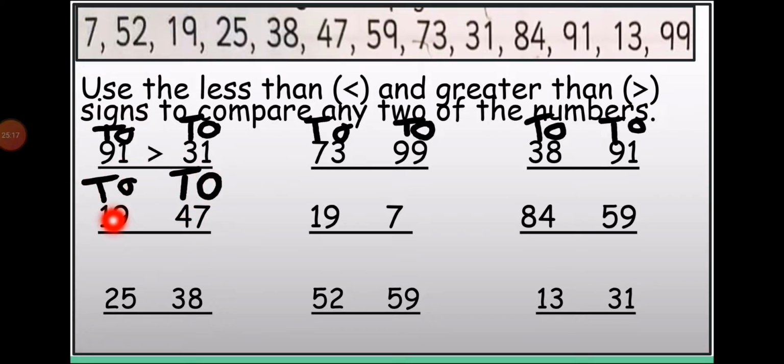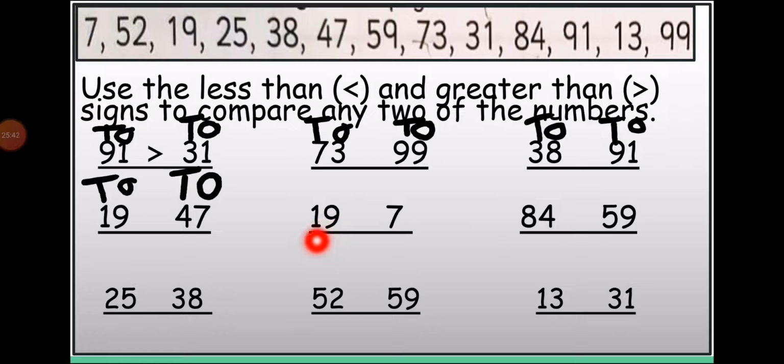Now compare them. We will compare 19 with 47. Is 19 greater than 47 or is 19 less than 47 or smaller than 47? For this you have to look at the values. So check out the greater value. Is 1 ten greater than 4 tens or is 1 ten less than 4 tens? Decide and put the greater than or smaller than sign here.